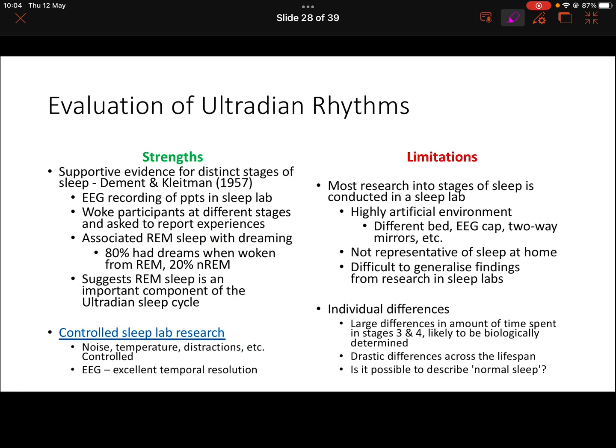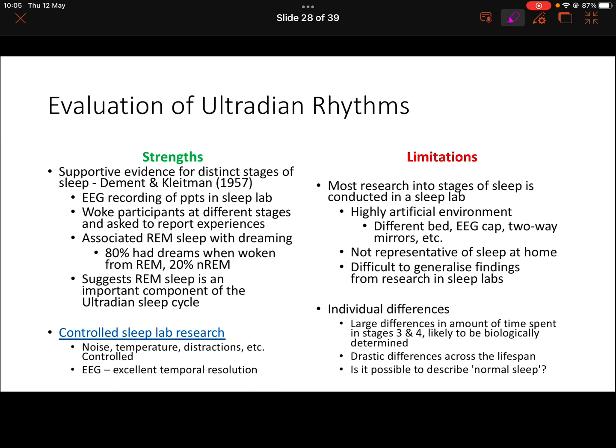All right, so let's evaluate. Let's look at AO3 for ultradian rhythms. So most research into ultradian rhythms has been conducted in sleep labs. Sleep labs are really interesting places. Hard to get into. I used to do some school trips to sleep labs, and they were really cool, but unfortunately it's not possible for us to do that here because they're just too far away.